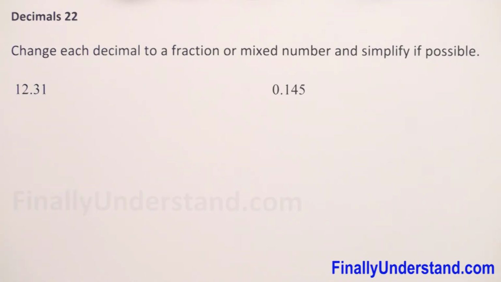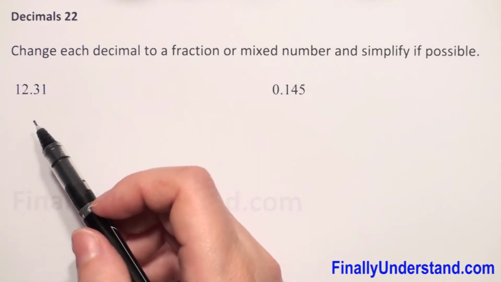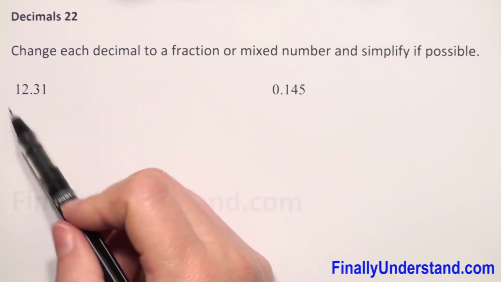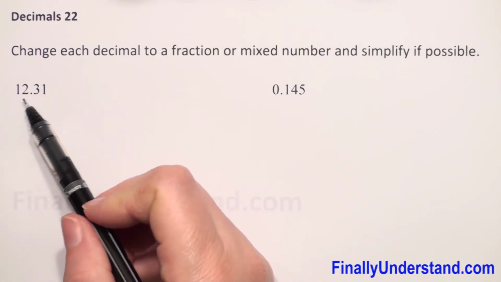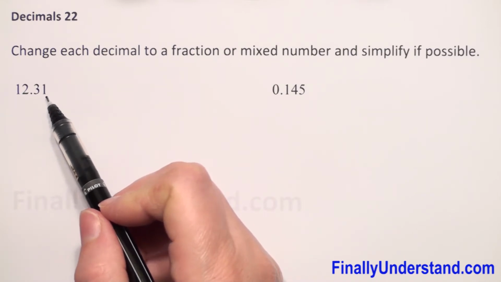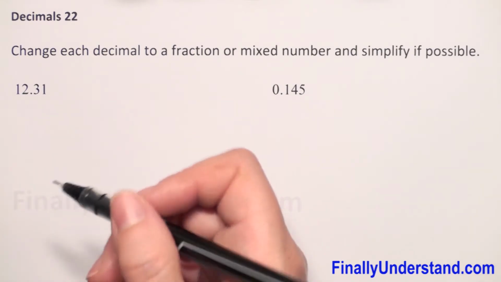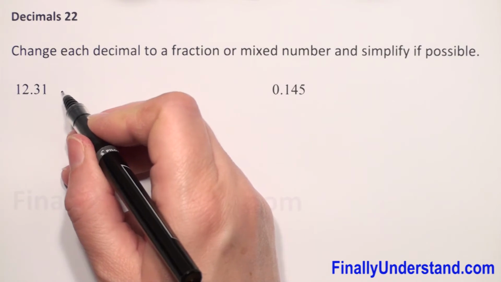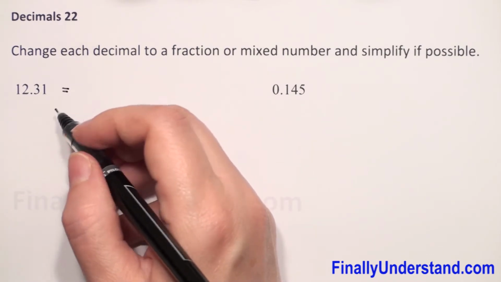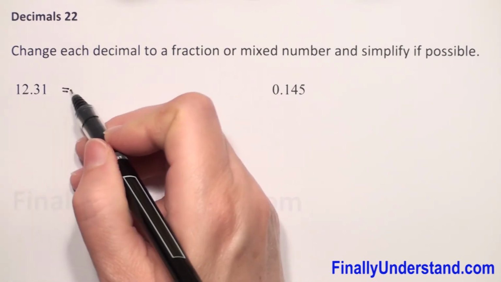We have to change each decimal to a fraction or mixed number, and next simplify if possible. So first, it is always good to read the decimal number. We have 12 and 31 hundredths. And again, when we have to change a decimal to a fraction, first we have to copy the whole number.